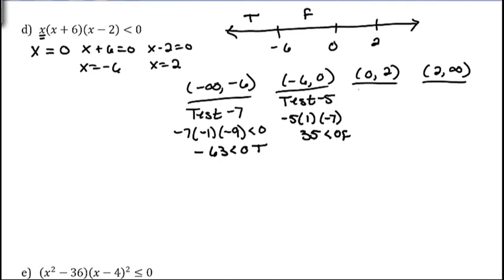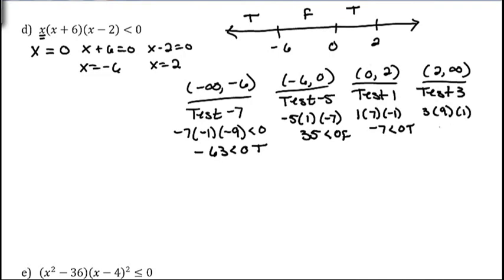And then from 0 to 2, I'm going to test 1. When I plug 1 back in there, I get 1 times 7 times negative 1, which is negative 7, and that is less than 0, so that interval tests true. And then from 2 to infinity, I'm going to test 3. So I'll get 3 times 3 plus 6 is 9, and then 3 minus 2 is 1. And here I get 27, and 27 is not less than 0, so that interval tested false.